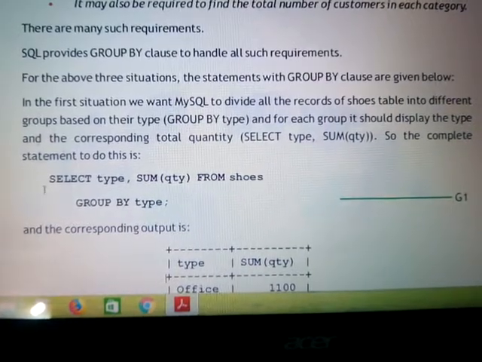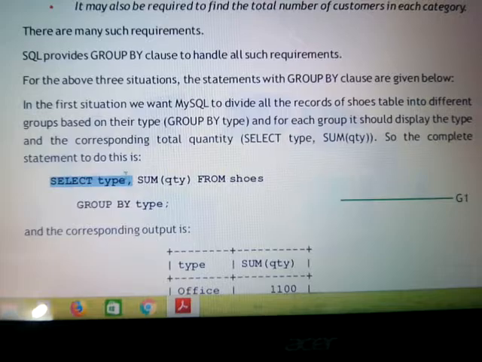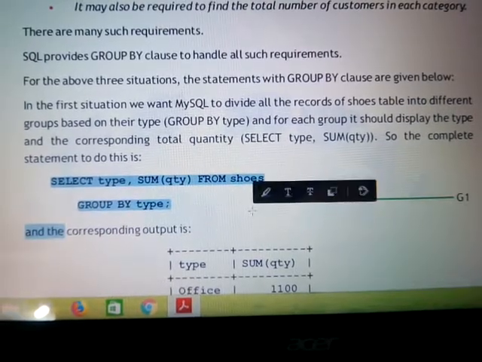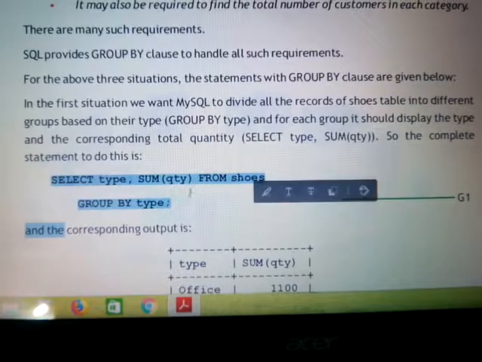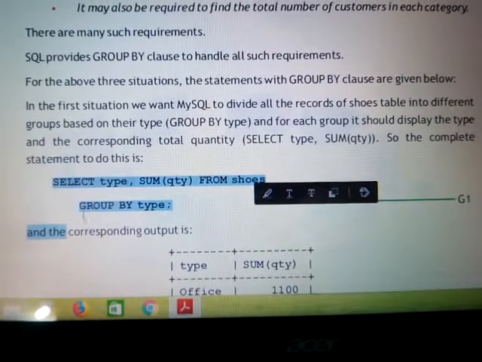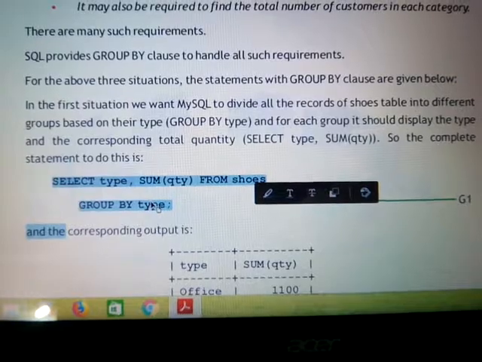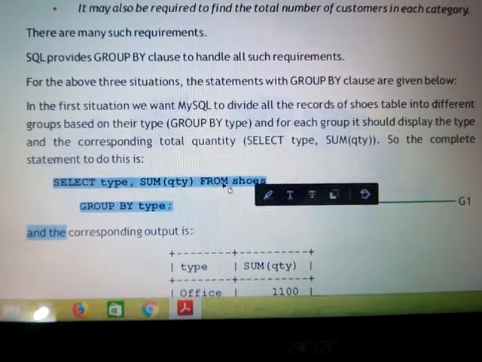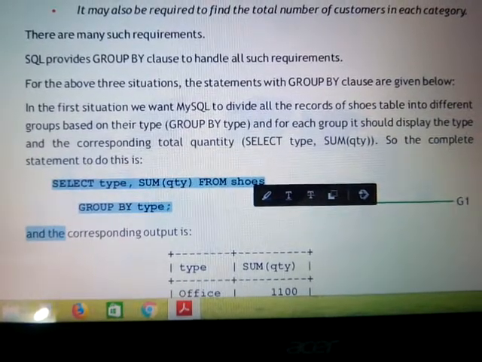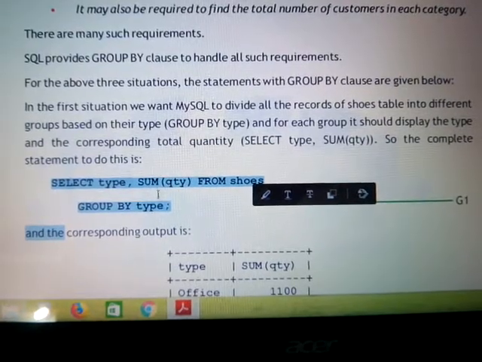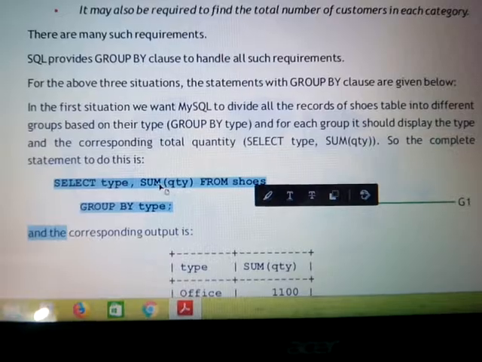What is given? Select type, sum of the quantity from shoes group by type. That simply means what we have done? We have done grouping here based upon their type. Type definitely is a column in the table shoes, and what we are doing, we are first of all finding the sum of the quantity, and then we are grouping it according to their type.